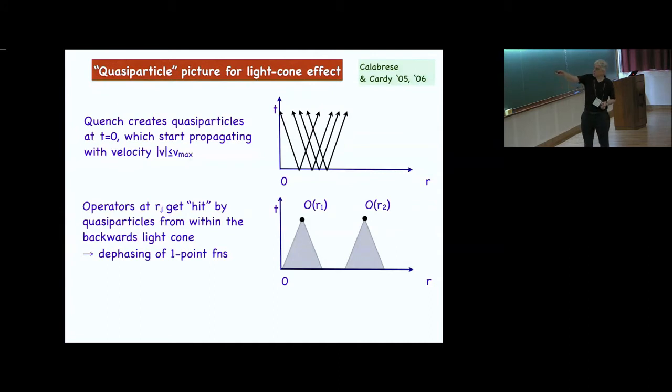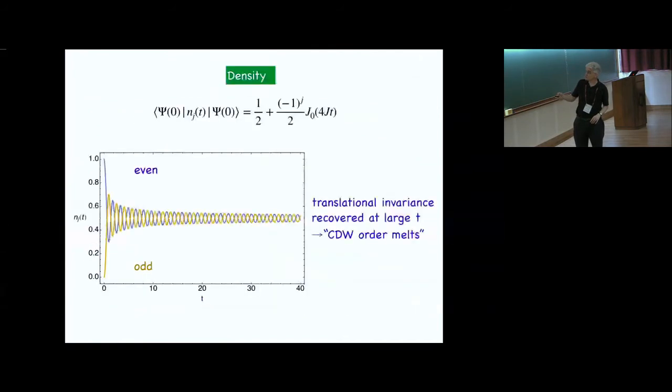So these operators at short times basically get hit by quasiparticles from within the backward light cones, and this affects the one-point functions. It leads to what we call a dephasing of the one-point function. The one-point function had some expectation value at time t equal to 0, and because of this effect, it starts evolving in time and starts decaying. That's basically this phenomenon. It comes from the quasiparticles in the backwards light cone.